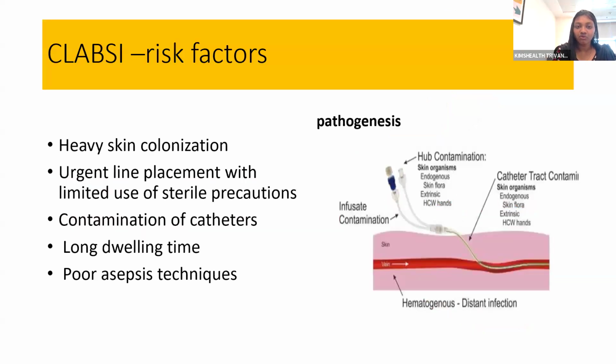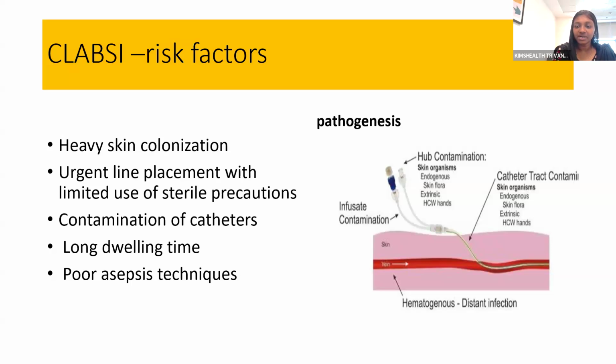Next is the prevention of CLABSI. The risk factors of CLABSI include skin colonization, urgent line placement with limited use of sterile precautions, contamination of catheters, long dwelling time, and poor asepsis techniques. The main route of spread of infection is through catheter tract contamination. This can be prevented by proper skin asepsis before line insertion.